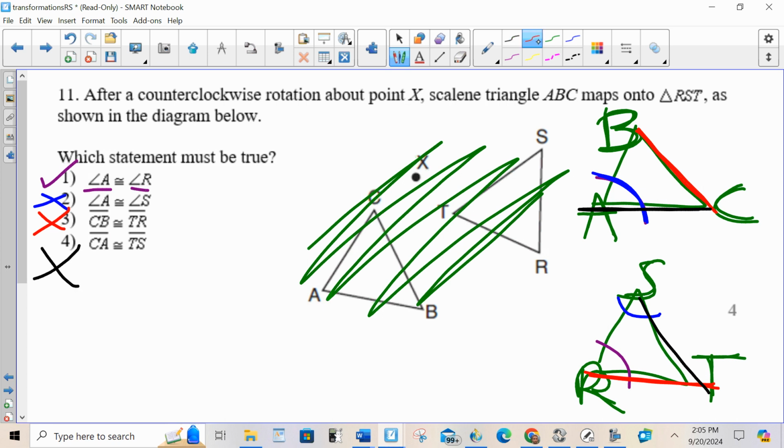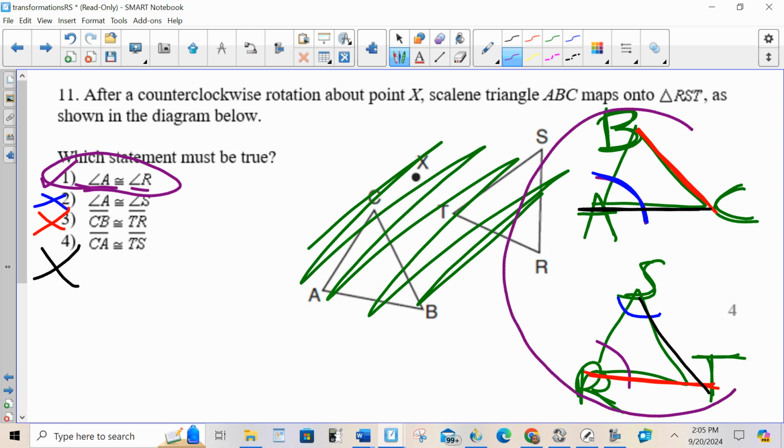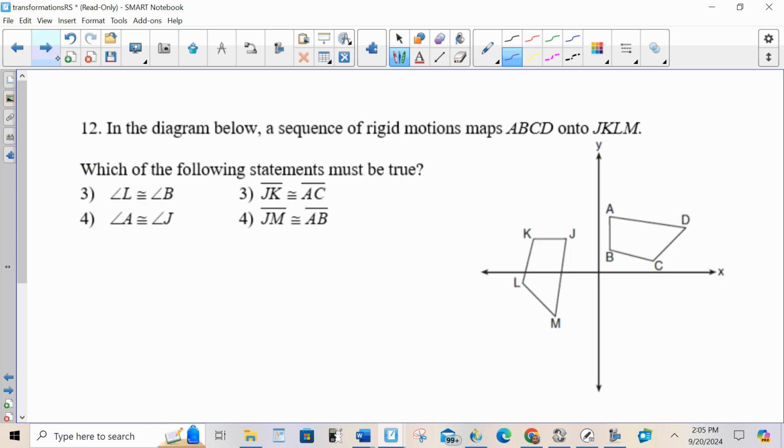The answer is choice 1. If you don't draw your triangle separately, it is very hard to get it right. Make your life easy, draw the triangle separately. So you'll have one of those in your test.